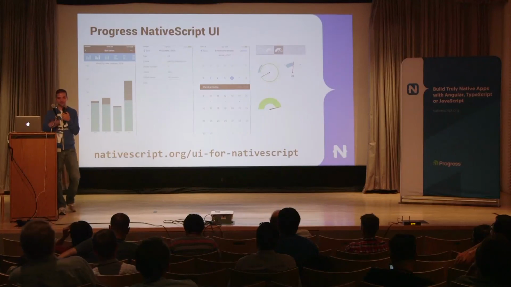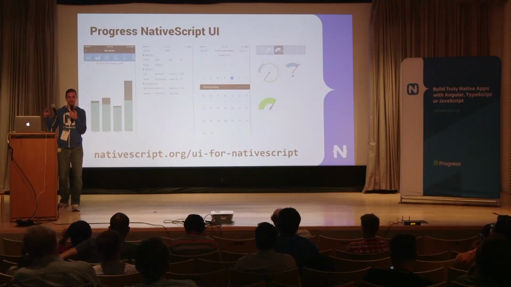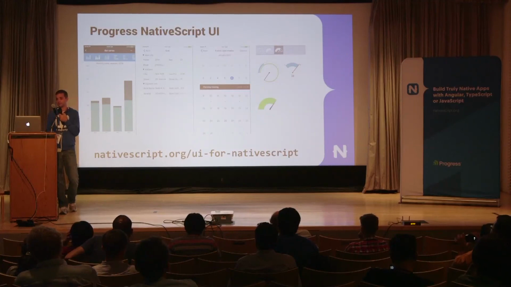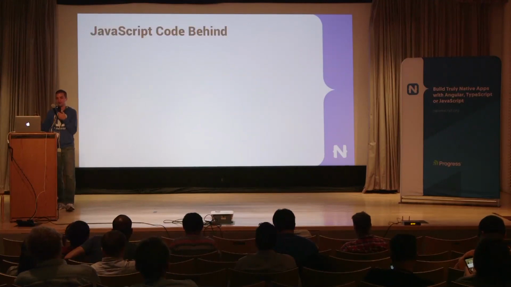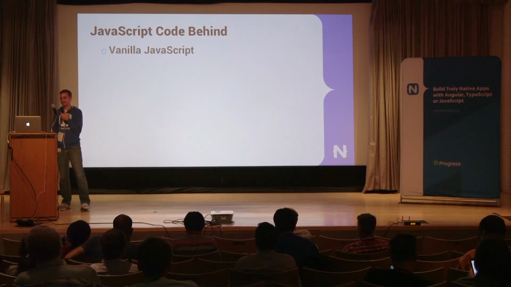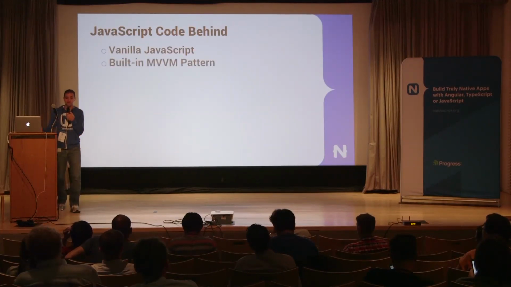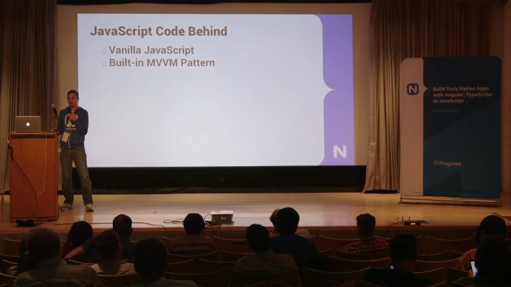And there's a calendar, there's a radial gauge, there's autocomplete, list view and a side drawer, and probably something else I'm forgetting. So now that it's all free, you should definitely check it out. Totally worthwhile. And of course, it's all JavaScript in the back end. So our code behind, to use a Microsoft .NET term, the option is to use vanilla JavaScript. It's there for you to use. There is a built-in MVVM pattern, so if you're familiar with the MVVM pattern, it's there for you to use.